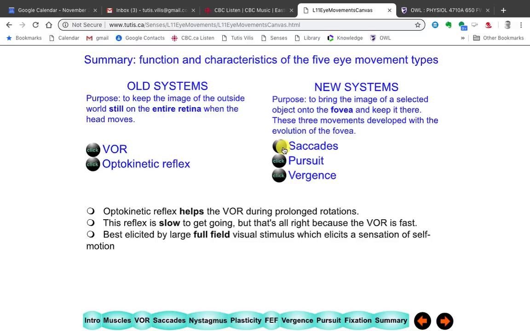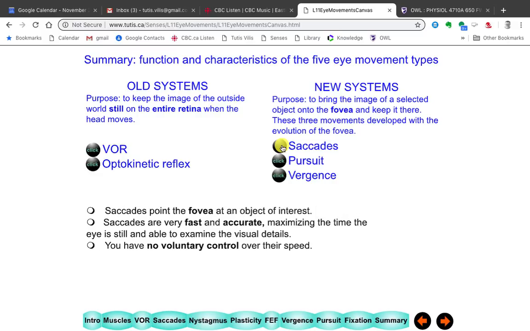Then the new system, when you have a fovea, the purpose of these new things is to keep the image on this fovea, because that's where you see clearly. So you have saccades, which point both eyes at whatever object you're interested in. They're fast and they're accurate because you want to maximize the time that the eye is still, and minimize the movement time. And you have no voluntary control over its speed.